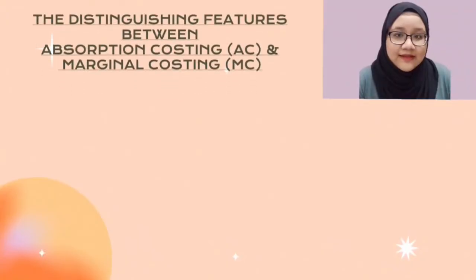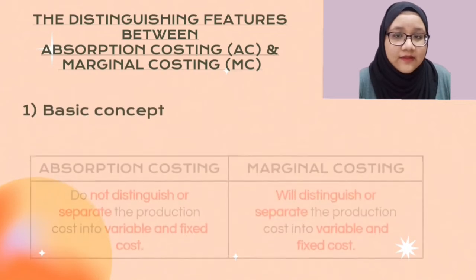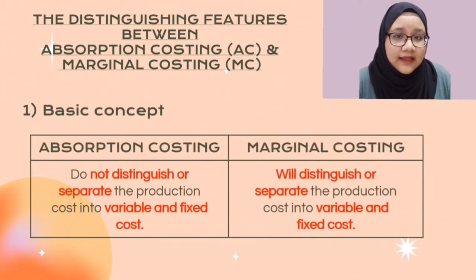Hello, my name is Najwa Uzmana binti Zulnapi. Now I will explain about the distinguishing features between absorption costing and marginal costing. Firstly, we can look at the difference in terms of basic concept. In absorption costing, we will not distinguish or separate the production cost into variable costs and fixed costs. Meanwhile, in marginal costing, we will distinguish or separate the production cost into variable costs and fixed costs.